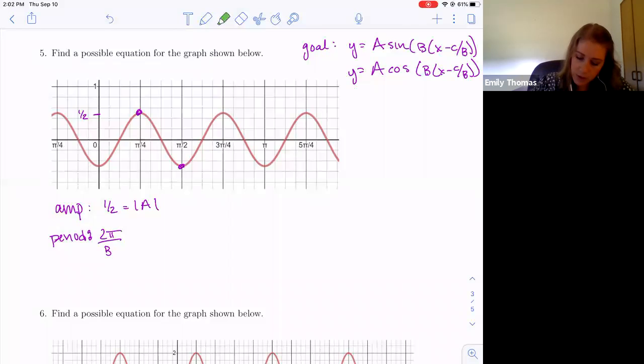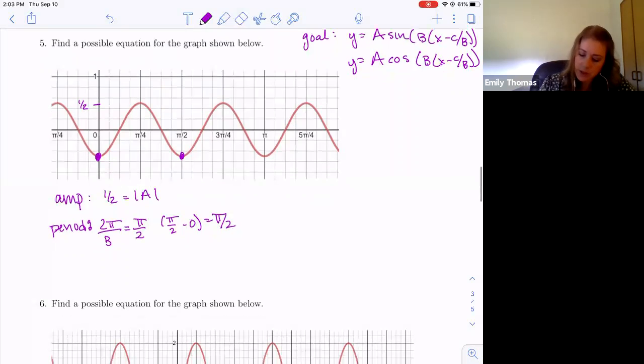So we are going to look from peak to peak, or valley to valley, or x-intercept going up to x-intercept going up. You're going to choose one of those things and see what the distance is, how long it takes to repeat itself. So we can do this from valley to valley here. That's going from 0 to pi over 2. So you can do pi over 2 minus 0. End minus beginning, right? Pi over 2 minus 0 would be pi over 2, and that would be your period.